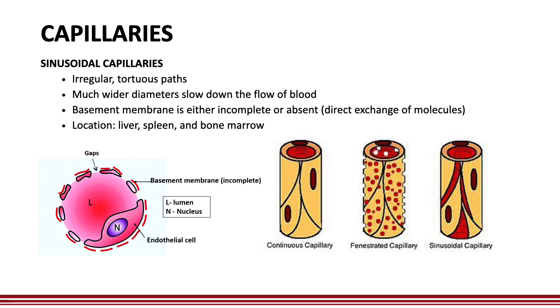And then finally we have sinusoidal capillaries, which are irregular and winding or tortuous. They have very wide diameters, and because the diameters are quite wide, these facilitate slowing down of blood. Basement membrane is either incomplete or absent, which allows the direct exchange of molecules. And we see these specialized capillaries in organs like the liver, the spleen, and the bone marrow.